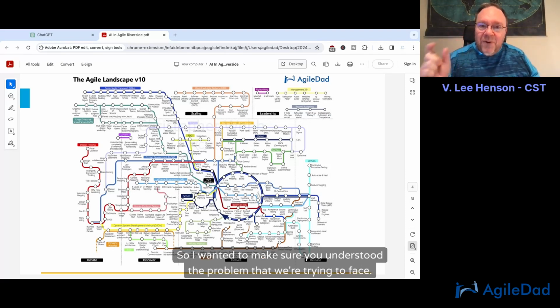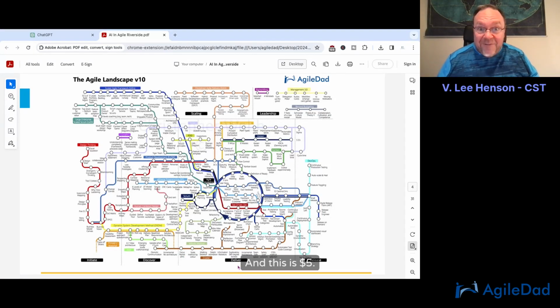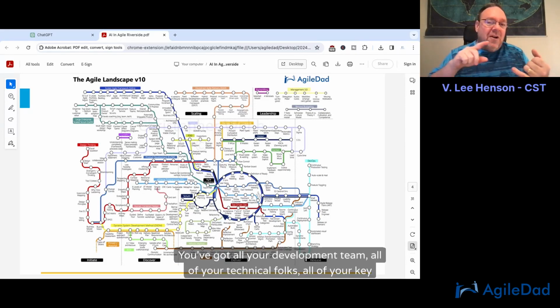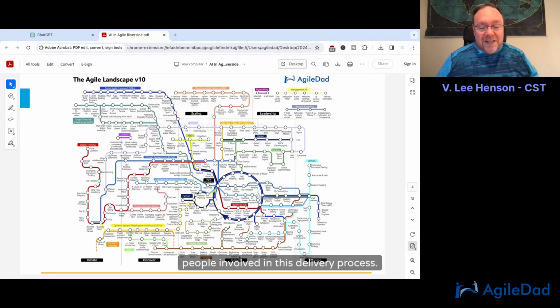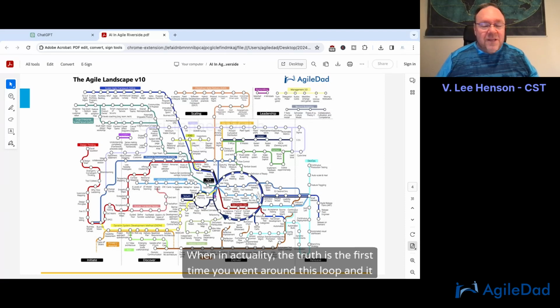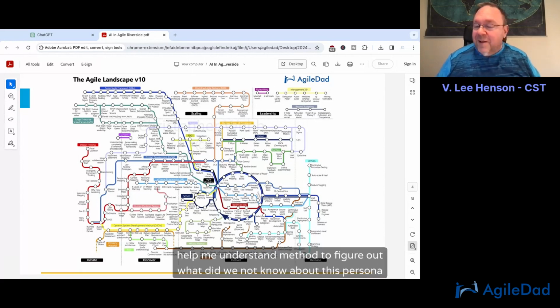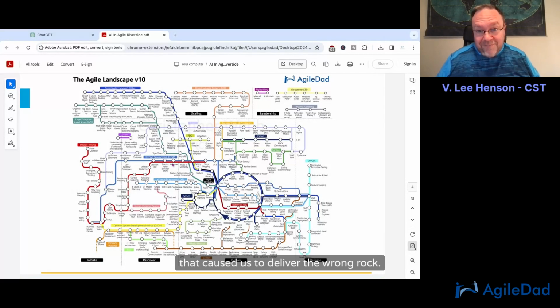So I wanted to make sure you understood the problem that we're trying to face. And this is the most expensive part. You've got all your development team, all of your technical folks, all of your key people involved in this delivery process. When in actuality, the truth is, the first time you went around this loop and it was the wrong rock, the correct answer would have been, let's revert back to discovery, talk about this persona a little more, and use the help me understand method to figure out what did we not know about this persona that caused us to deliver the wrong rock.